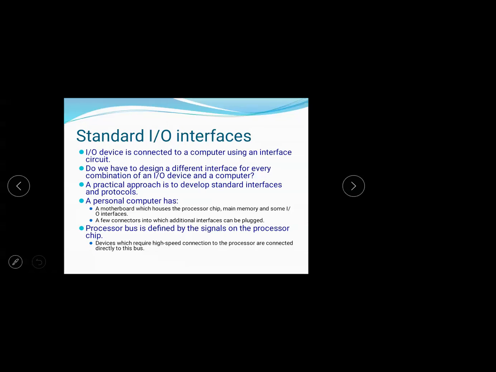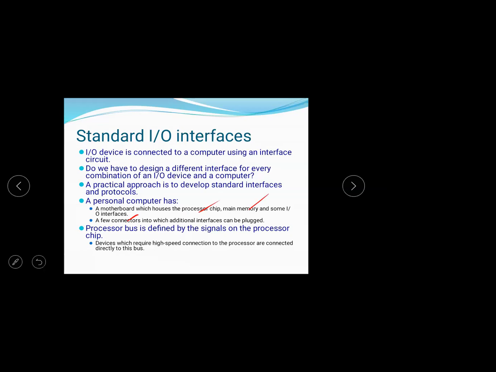Do we have to design a different interface for every combination of I/O device or computer? It is not practical. Standard interfaces and protocols have been developed. A personal computer has a motherboard, which has outside and lower interfaces. The interface can be plugged into the motherboard.